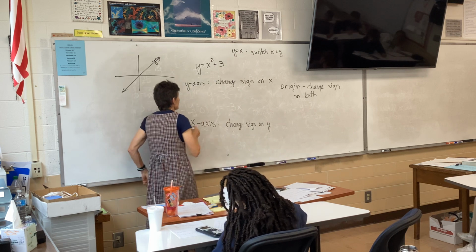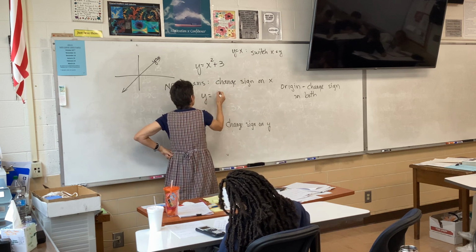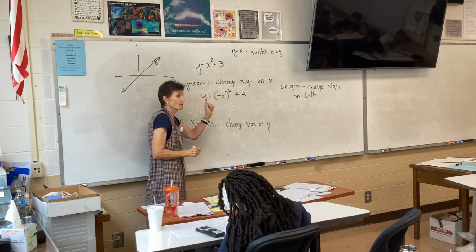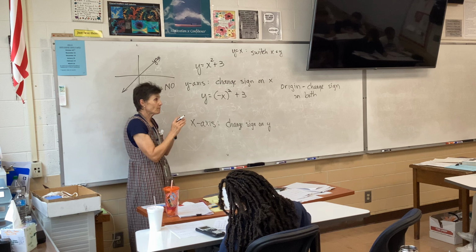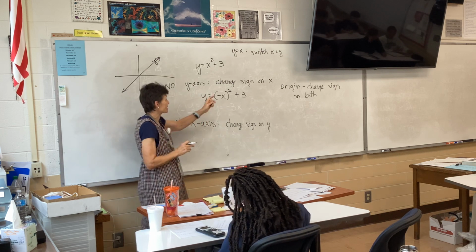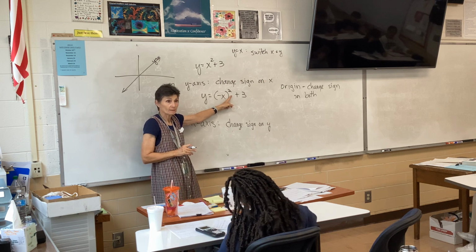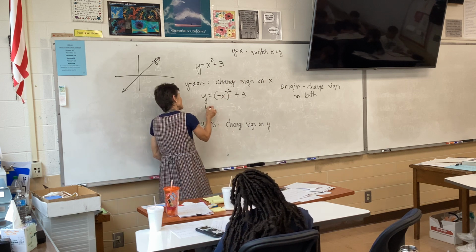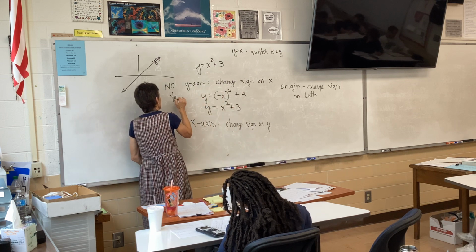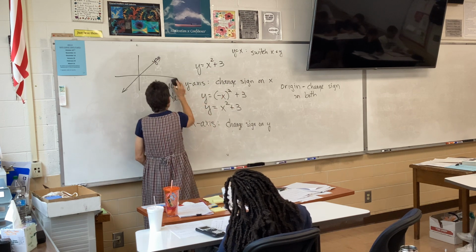All right, let's change the sign on x. So y equals negative x, squared, plus 3. Notice I put that in parentheses. Whatever's happening to x is now happening to negative x, so it's going to be squared. Negative x is squared. Is that the same as the original? Yeah. So this one is even.